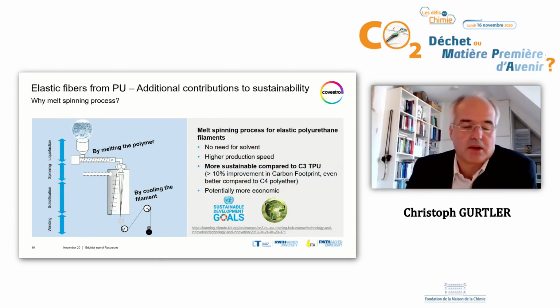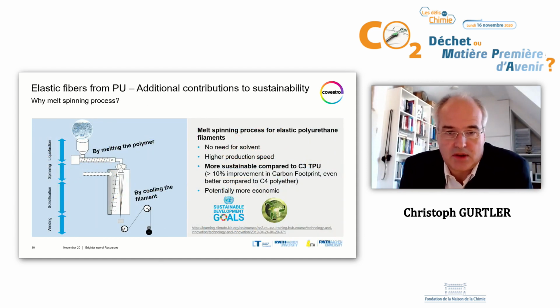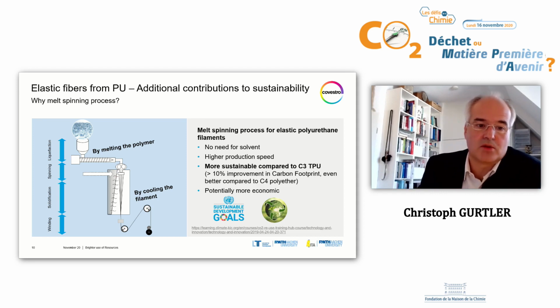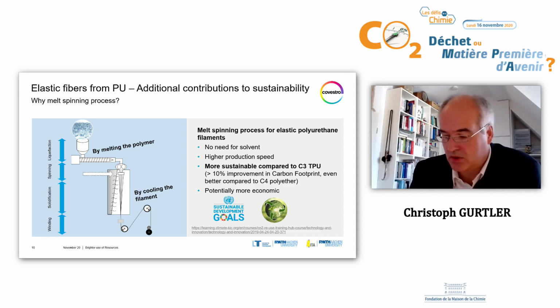So if we get further into fibers, which is very interesting, as this is a material for everyday purposes, and there are lots of fibers around, it needs some what's called elastic fibers. And we have developed a thermoplastic urethane material that can be transferred into a fiber using what's called the melt spinning process, which yields a better sustainability and most probably also higher productivity. So it will also contribute to sustainable development goals and make things more economic and more sustainable.